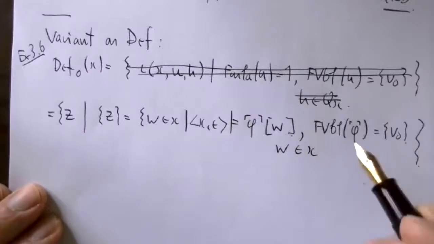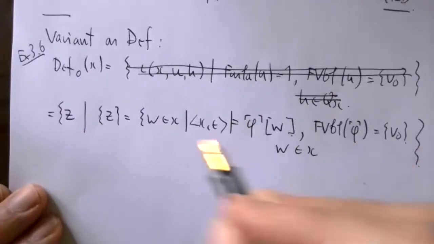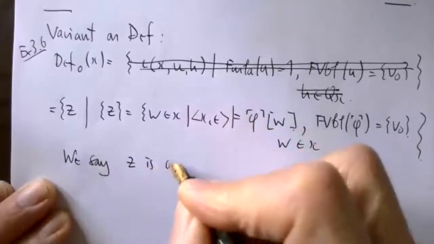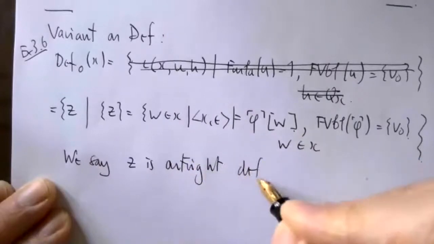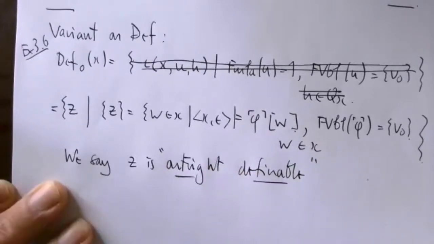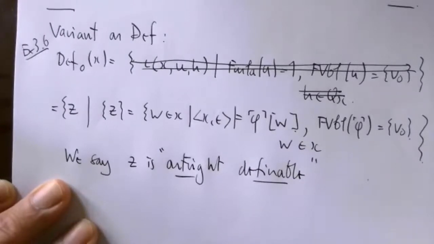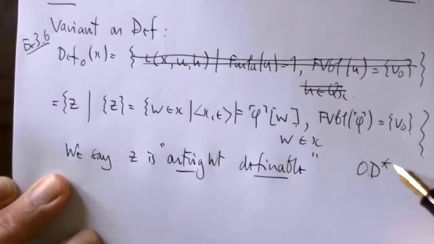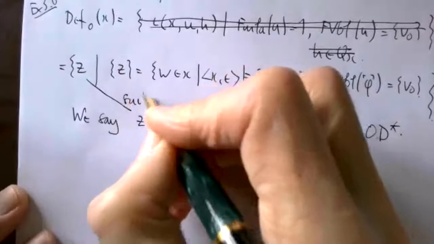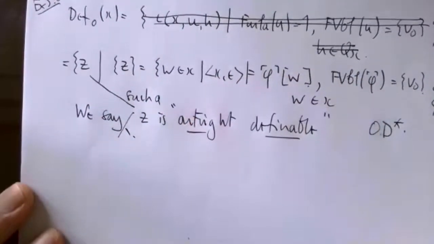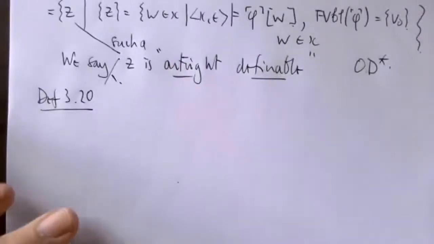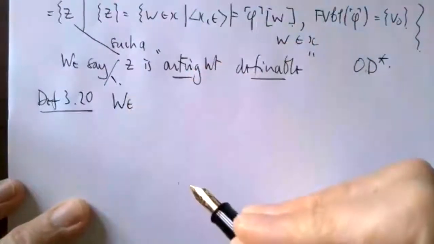So such a Z we can just say is outright definable. The formula doesn't need any parameters, it just immediately picks up this Z. So it's outright definable here. And definition 320 calls this OD star. So such a Z here. So definition 320. You may look at this a bit further, but it's not an essential part of our development here.